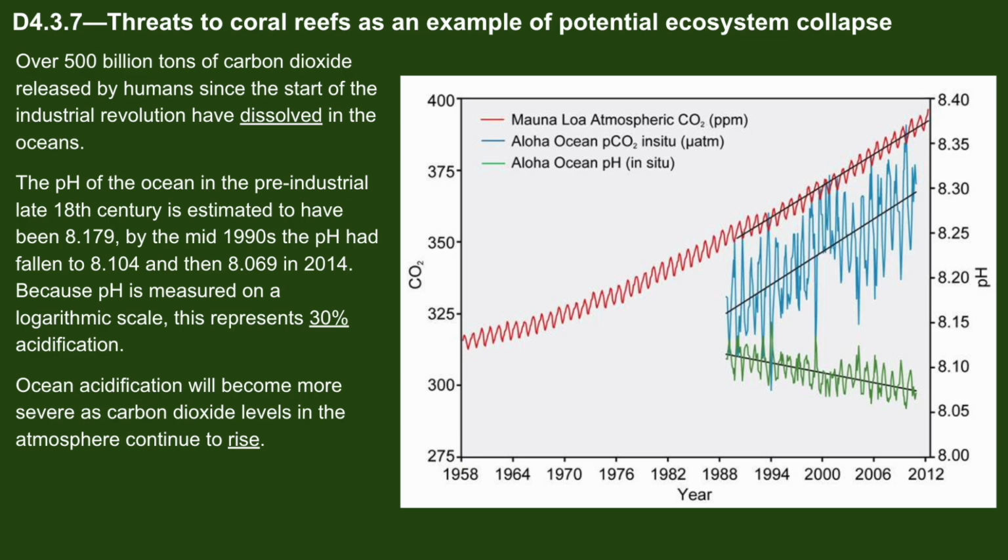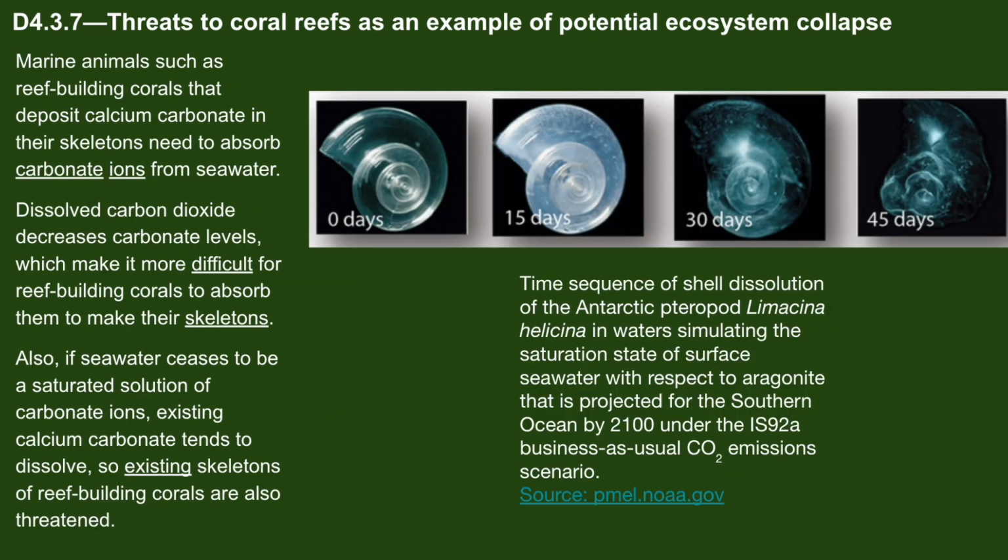Threats to coral reefs as an example of potential ecosystem collapse. As CO2 dissolves in water, that water becomes more acidic, and we're seeing constant ocean acidification occurring as more CO2 is released into the environment. Here you can see atmospheric CO2 increasing and the correlation with ocean pH decreasing, which means it's becoming more acidic.